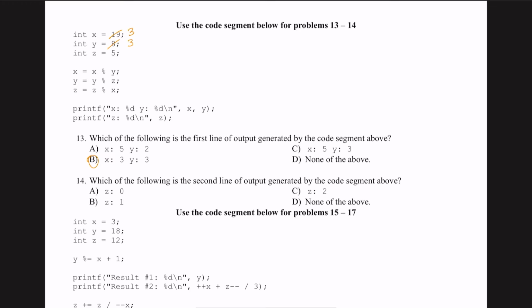Question 14. Now we're looking for z. So z equals z mod x, 5 mod 3. Well, we have one whole grouping of 3 and 2 left over to form 5. Therefore, our answer is C, 2.